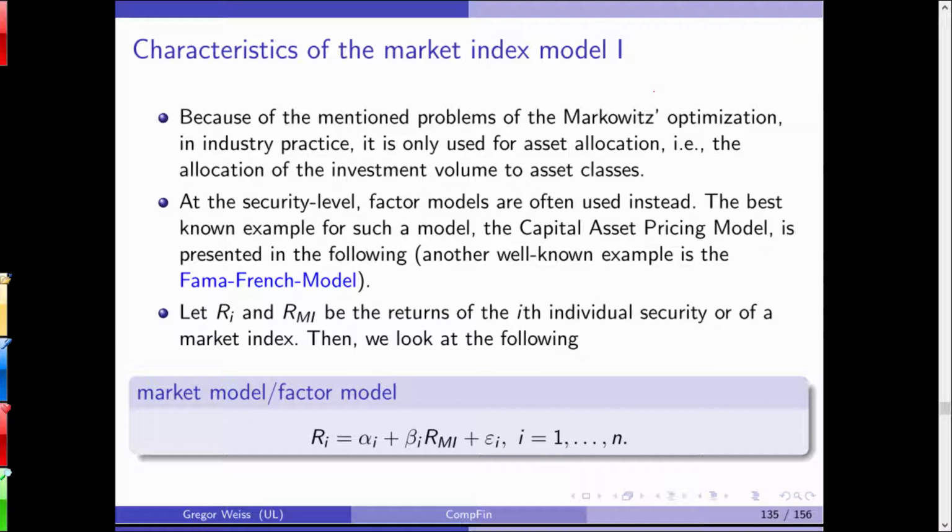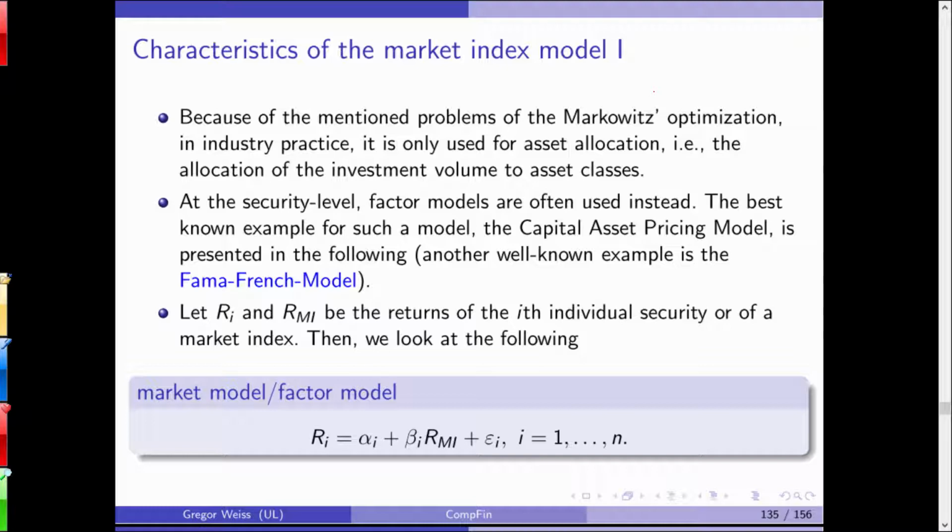I have lost track of all the different factors that have now been identified. You can use numerous other factors, but these are the most important ones, Fama-French and Fama-French-Carhart. The basis for this is the capital asset pricing model. So let's start with a very simple market model or factor model.